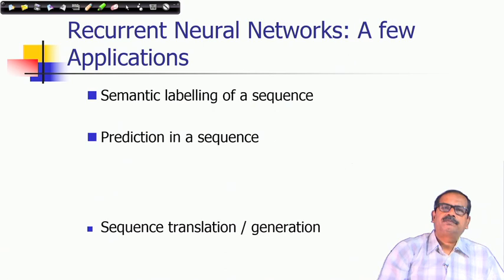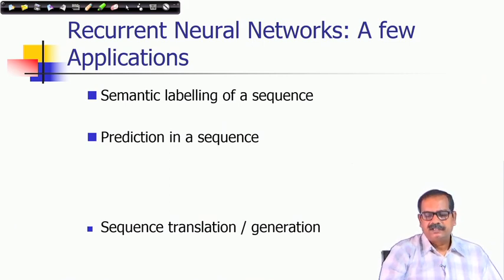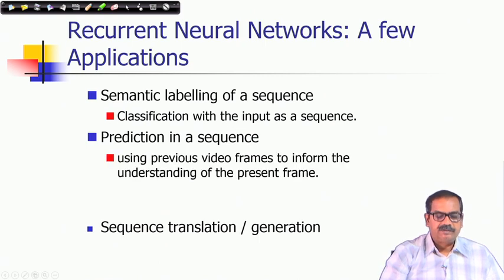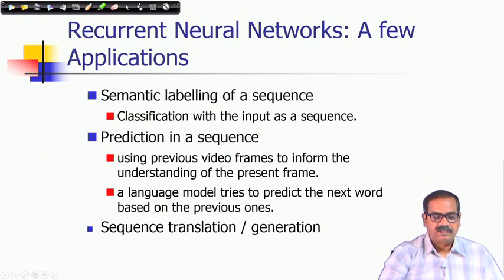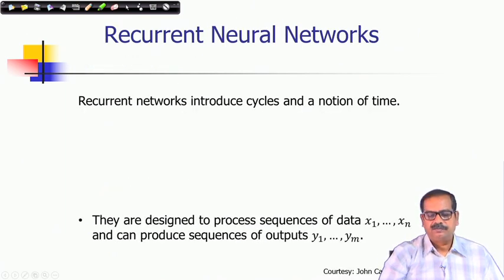Let us quickly visit some of the applications of recurrent neural networks, like semantic labeling of a sequence. It can classify the input as a sequence. Then prediction in a sequence, for example using previous video frames to inform the understanding of the present frame, or a language model that tries to predict the next word based on the previous ones. And sequence translation and generation, where input is a sequence and output is also a sequence.